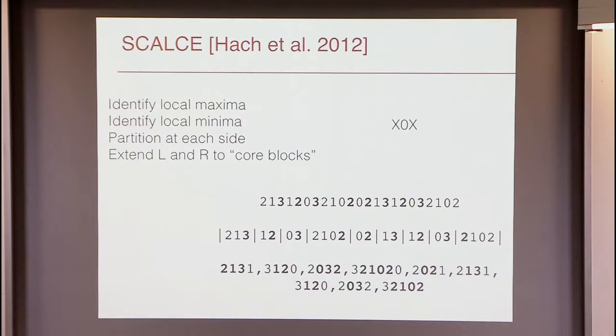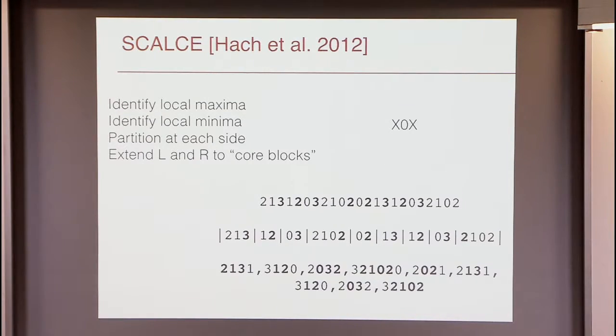we get 3120 here, and we get it here. We get 2032, we get 2032, and so on. So here we've got a nice little heuristic that gives us consistent partition or consistent core blocks from a long string.